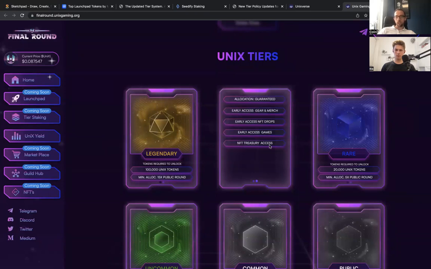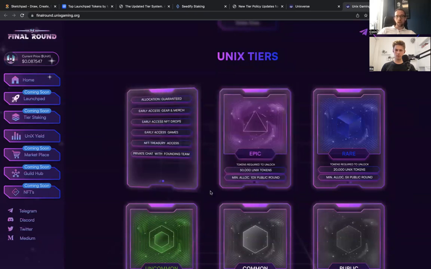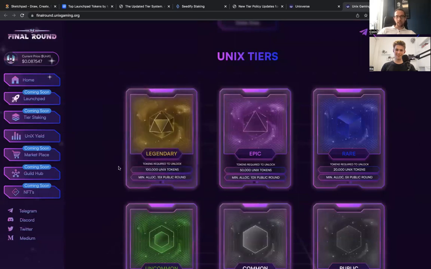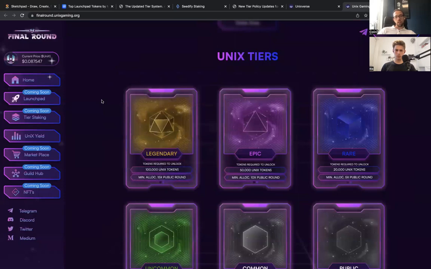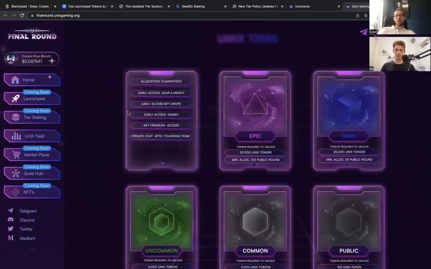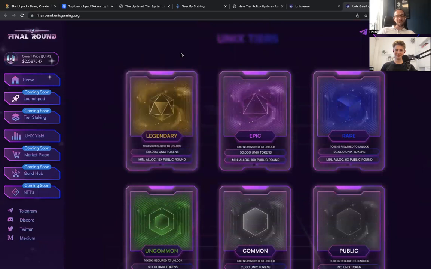So one of the first things that I would say, well, that's interesting. 100,000 tokens is the one I have, obviously. Minimum 50 times allocation and private chat with founding team. I think for a big time investor, bigger investors, right? The biggest ones on the Unix Launchpad, that is also interesting, right? To have a chat with the founding team. Not that I don't have all of them on WhatsApp, but I think for somebody who's not into the crypto business, it would be very nice to at least get their insights and the direction where the company is going, right?